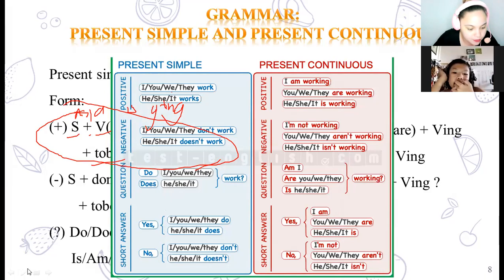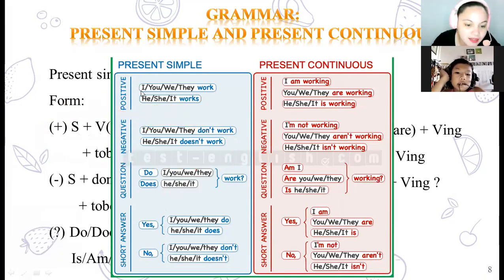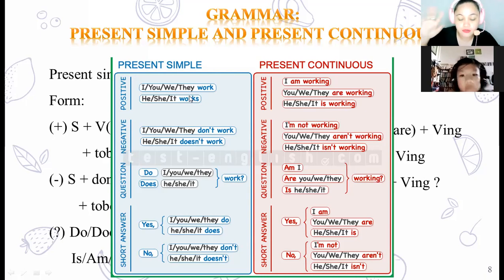Okay, wait a minute. I will erase it first. Okay, so positive is I or you or we or they work. She, it works. Okay, these are the examples. Can you read it, Anna? I work. Okay, I work, you work. I am swim. Okay, I am going to swim. Oh, no. That must be here on the present continuous. Let's go here first on the blue side, okay? Example: I work, I study, I eat, I sleep, she sleeps, she works.